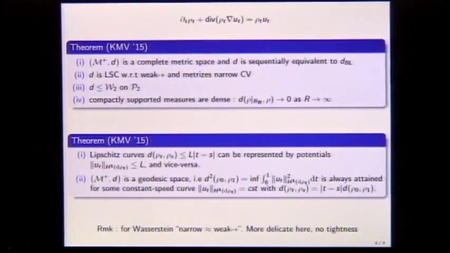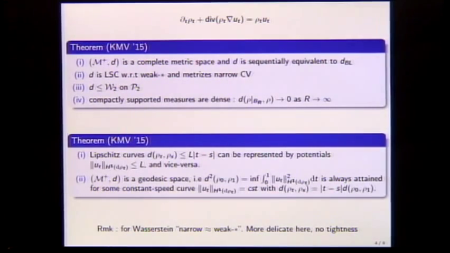The second result that we obtain is that our distance d is lower semi-continuous with respect to the weak star convergence of measures and metrizes the narrow convergence. Just a word about narrow convergence: the bounded Lipschitz distance is well known to metrize narrow convergence. So if my distance is sequentially equivalent to bounded Lipschitz, then of course our distance also metrizes weak star convergence, narrow convergence.